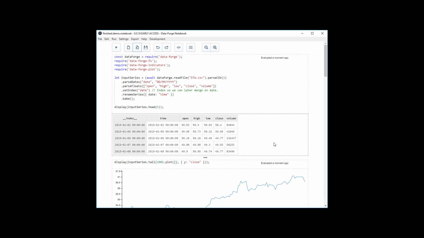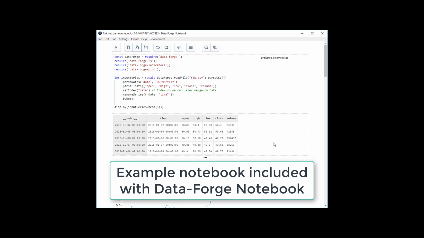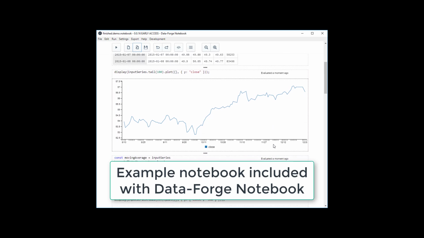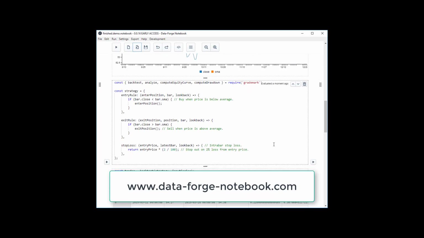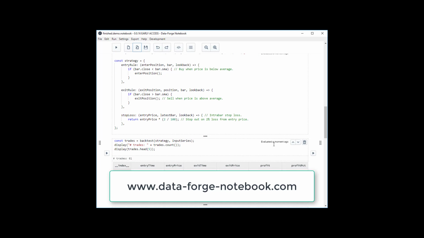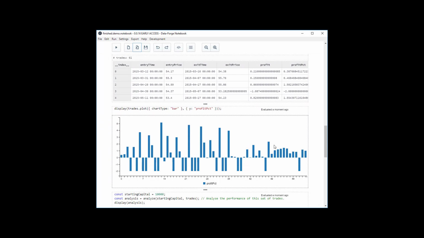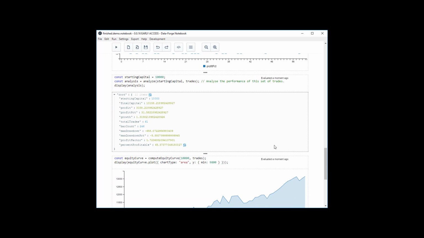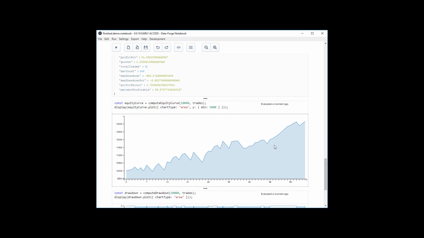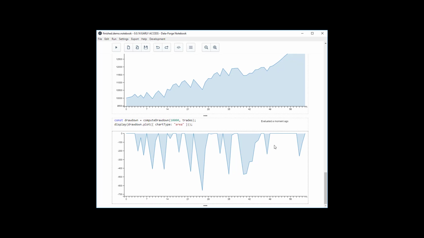Otherwise, we'll continue. To give you an idea of the end result of the live demo, this is just a quick look at the finished notebook. So we're just looking through, you can see the strategy here. Here you can see the trades that were generated by the strategy, and then the analysis of it, a rendering of an equity curve, and a rendering of a drawdown curve.